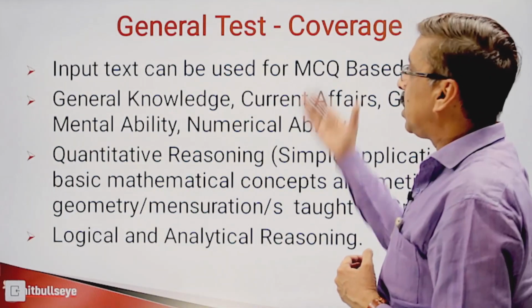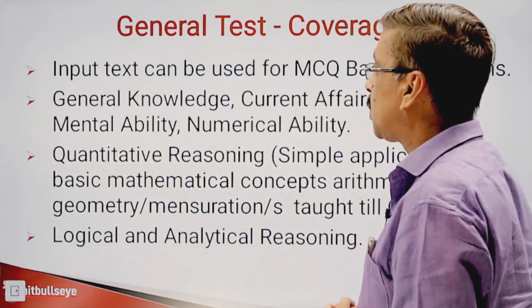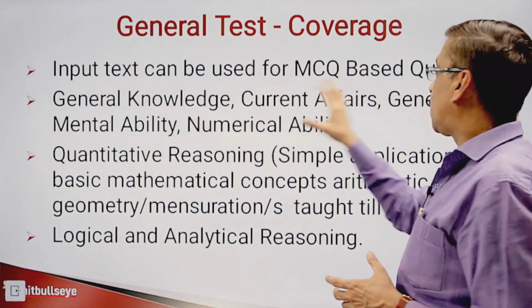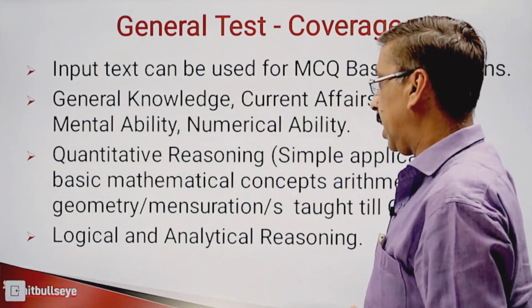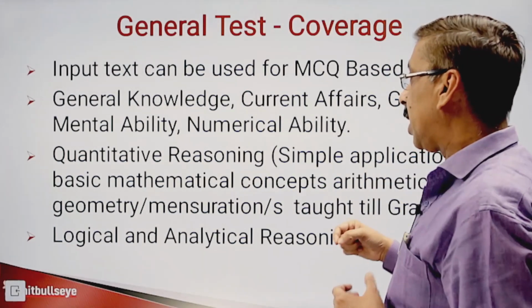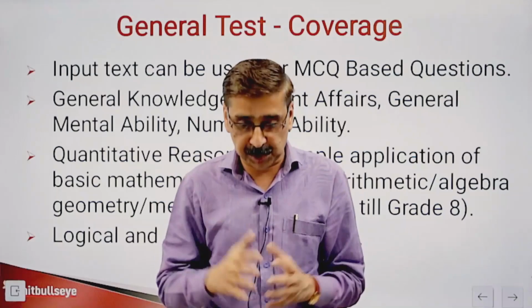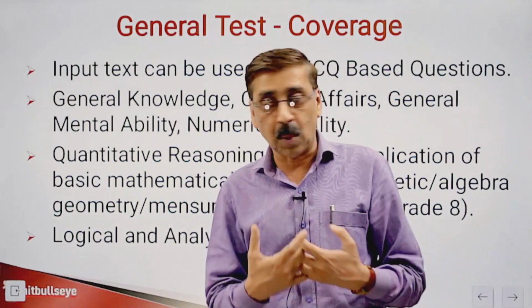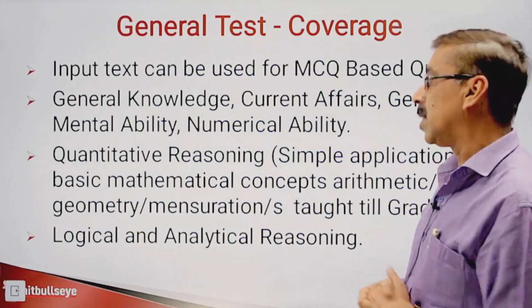Now the general test coverage. If you look at this screen, you will find that input text may be used for MCQ based questions: general knowledge, current affairs, general mental ability, what we call reasoning, and numerical ability, what we call mathematics or quantitative reasoning. Simple application of quantitative reasoning is where we are given data interpretation, graph based questions, pie chart, table chart and bar chart based questions. Number series also comes under quantitative reasoning. So all in all, GK, reasoning and mathematics will comprise your general test.